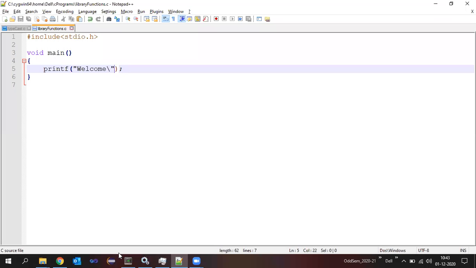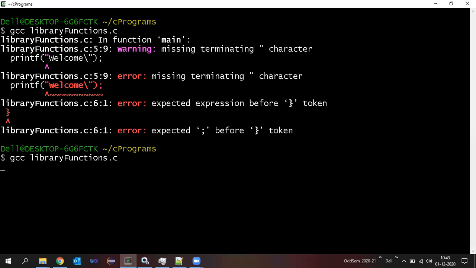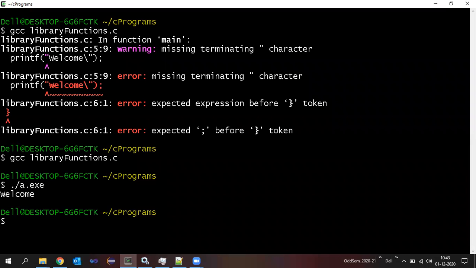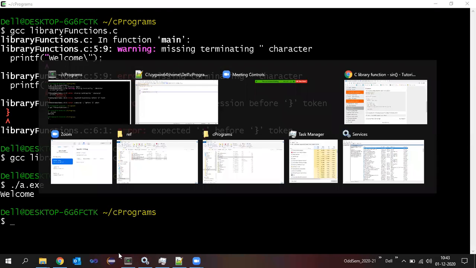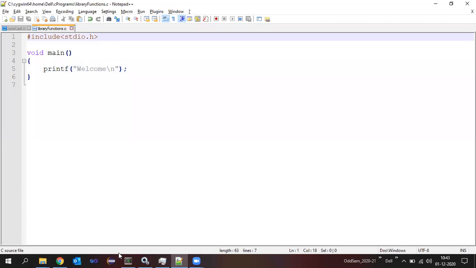Line number 5, there is a slash n missing. Okay, I added that one. No errors, and when you run, you get this output. Okay, now pay attention. Now I'm removing the first line from this one.